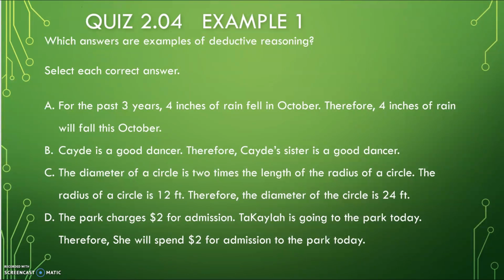The diameter of a circle is 2 times the length of the radius of a circle. The radius of a circle is 12 feet, therefore the diameter is 24 feet, and that is based on fact. That's deductive. The park charges $2 for admission. Kayla is going to the park today, therefore she will spend $2 for admission to the park today. That's based on fact, deductive.